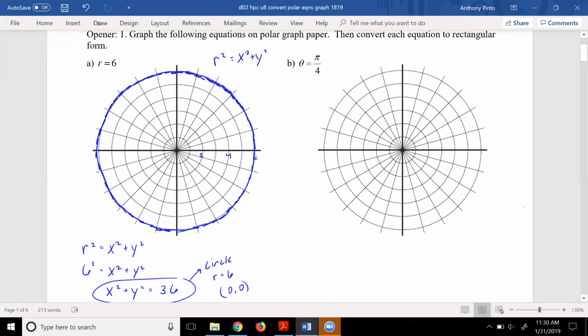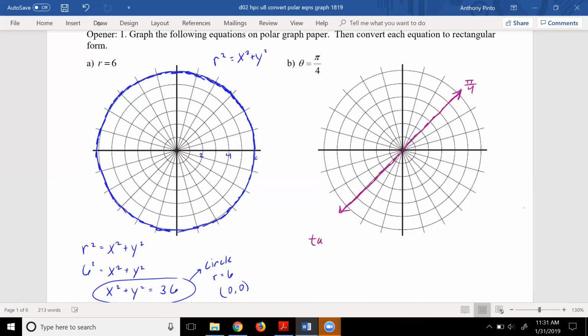So to do this one, pi over 4 is this angle. And maybe you can already predict that this is going to be a line. This is actually going to continue through the origin to the other side. So we have a nice little line there. So to convert this, it's currently in polar form. We need to get it into rectangular form.